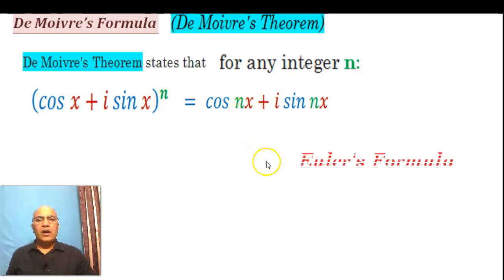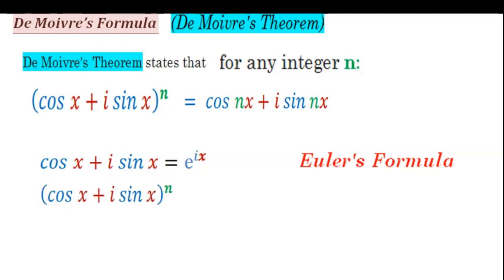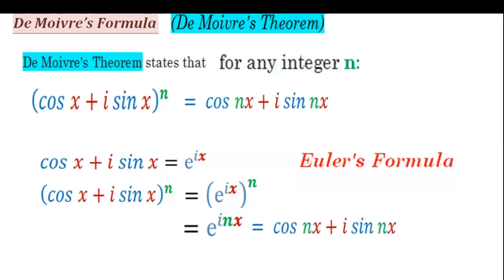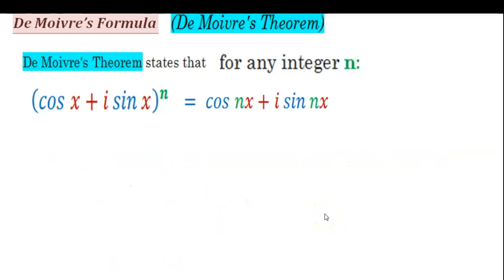Now using Euler's formula we have cos x plus iota sin x is equal to e raised to iota x. So therefore cos x plus iota sin x whole raised to n equals e raised to iota x whole power n, which is equal to e raised to iota nx, which is equal to cos nx plus iota sin nx, again by Euler's formula. So cos x plus iota sin x raised to n is equal to cos nx plus iota sin nx. That is our de Moivre's theorem.